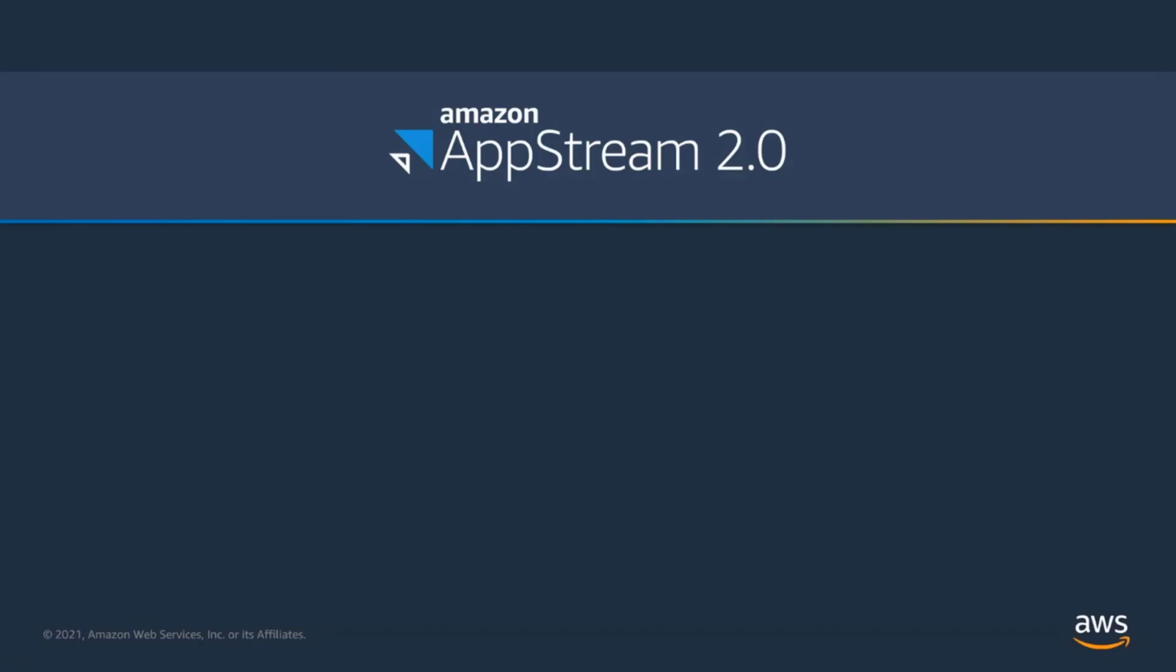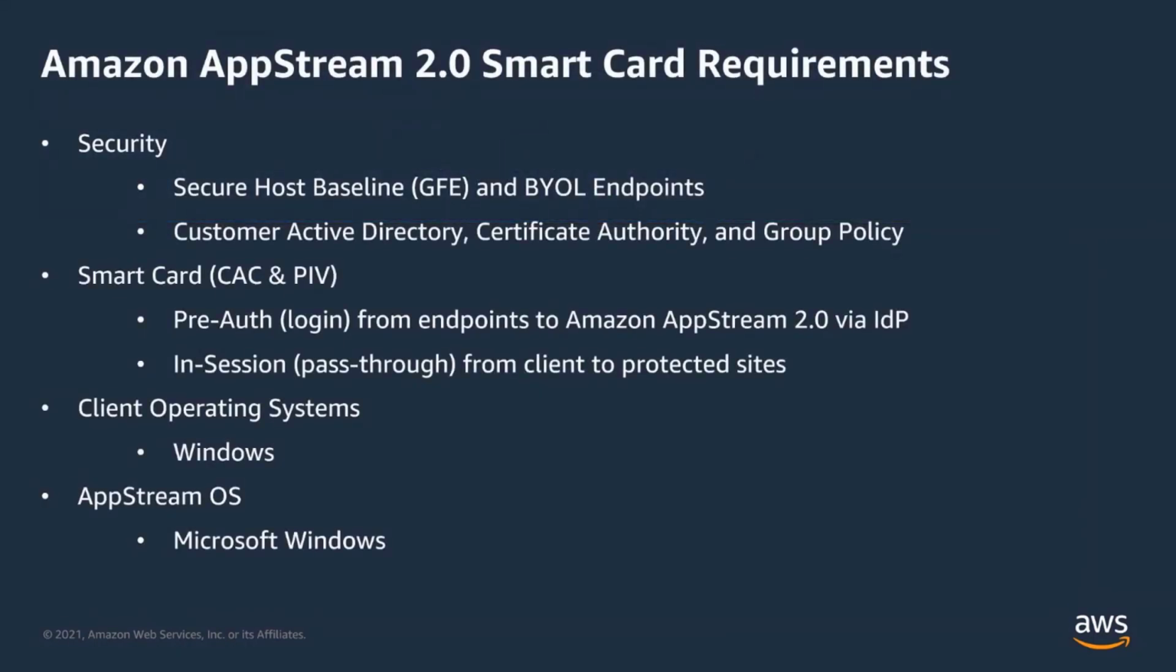AppStream 2.0 is our non-persistent virtual desktop service. Very similar to Workspaces, you're going to have some requirements that are going to need to be configured to set up AppStream 2.0 for smart card integration. Security, you have the same requirements for secure host baselines and endpoint protections that were present with Workspaces.